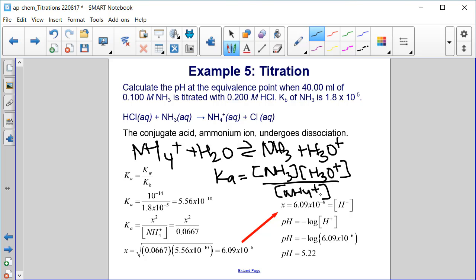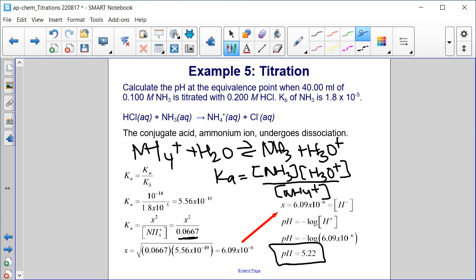And at equilibrium, some of this starting concentration will dissociate into the two products, which we call X, because we don't know how much, right? So if I put an X here and an X here, I get X squared over the ammonium concentration. This I calculated in the previous slide, so go back and look at that if you want to. Solving for X, I get 6.09 times 10 to the minus 6, keeping in mind that that's equal to the hydronium ion concentration. So we can easily find the pH by taking the negative log of that concentration to get a pH of 5.22 at the equivalence point.